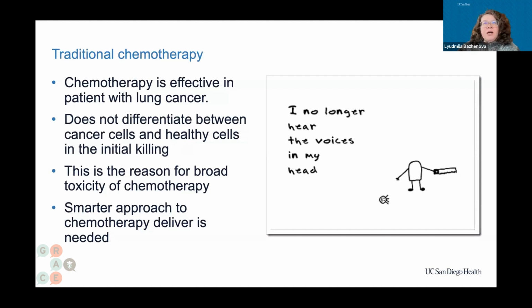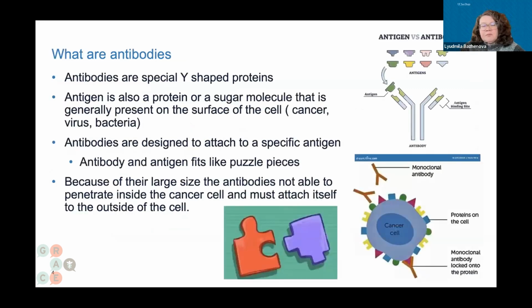The reason why we have what we call the broad toxicity with chemotherapy is because it has a harder time differentiating between a healthy cell and a cancer cell. And therefore, we have always been looking for better chemotherapy options, or now we are entering what we call a smarter approach to chemotherapy delivery. And that leads me to the antibodies. So what are antibodies? Antibodies are a special Y-shaped protein, and you can see on the top right of my slide an example of a Y-shaped protein, which is an antibody.